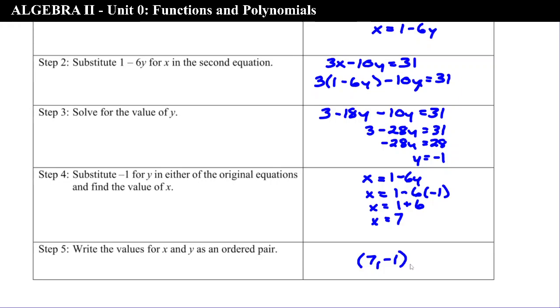So for those two equations that we were presented with initially, there is one solution, and that solution is 7, negative 1. So if we were to plot the two lines, 7, negative 1 would be the point in which the two lines cross.